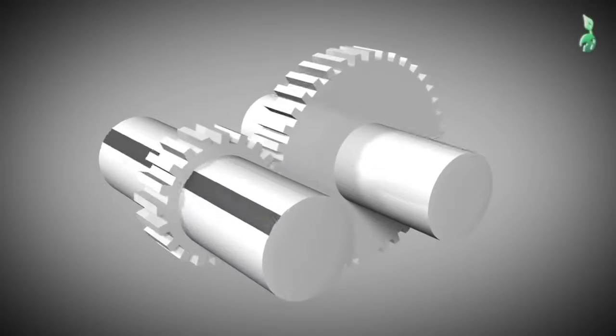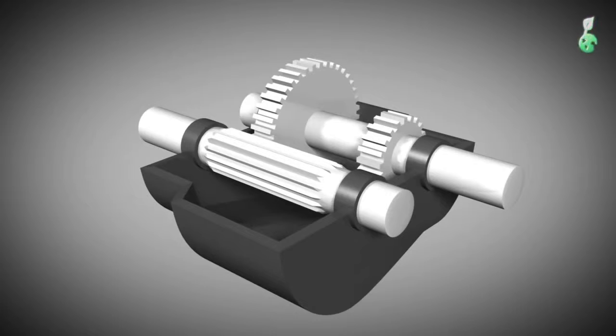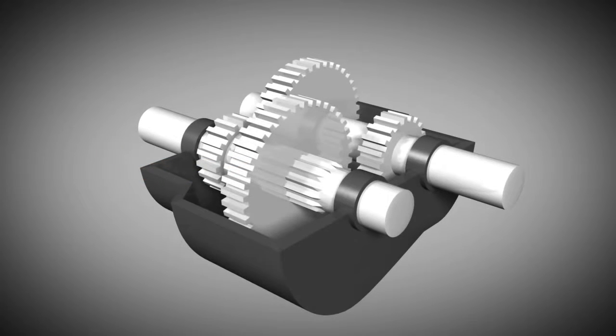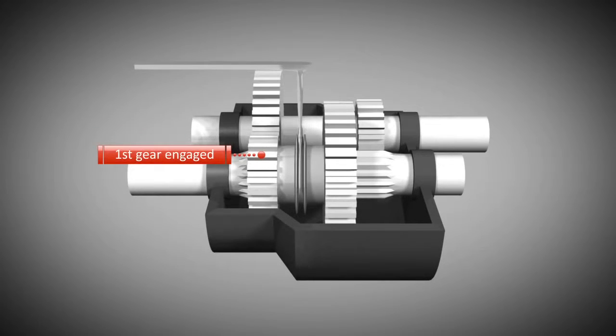First, let's have a quick look at the basic principle of transmissions. For that purpose, a very simple two-speed gearbox will be explained. Two gear wheels are machined into the output shaft. The other two wheels are mounted on a spline shaft. These two wheels can slide from left to right and from right to left to change gear ratio.